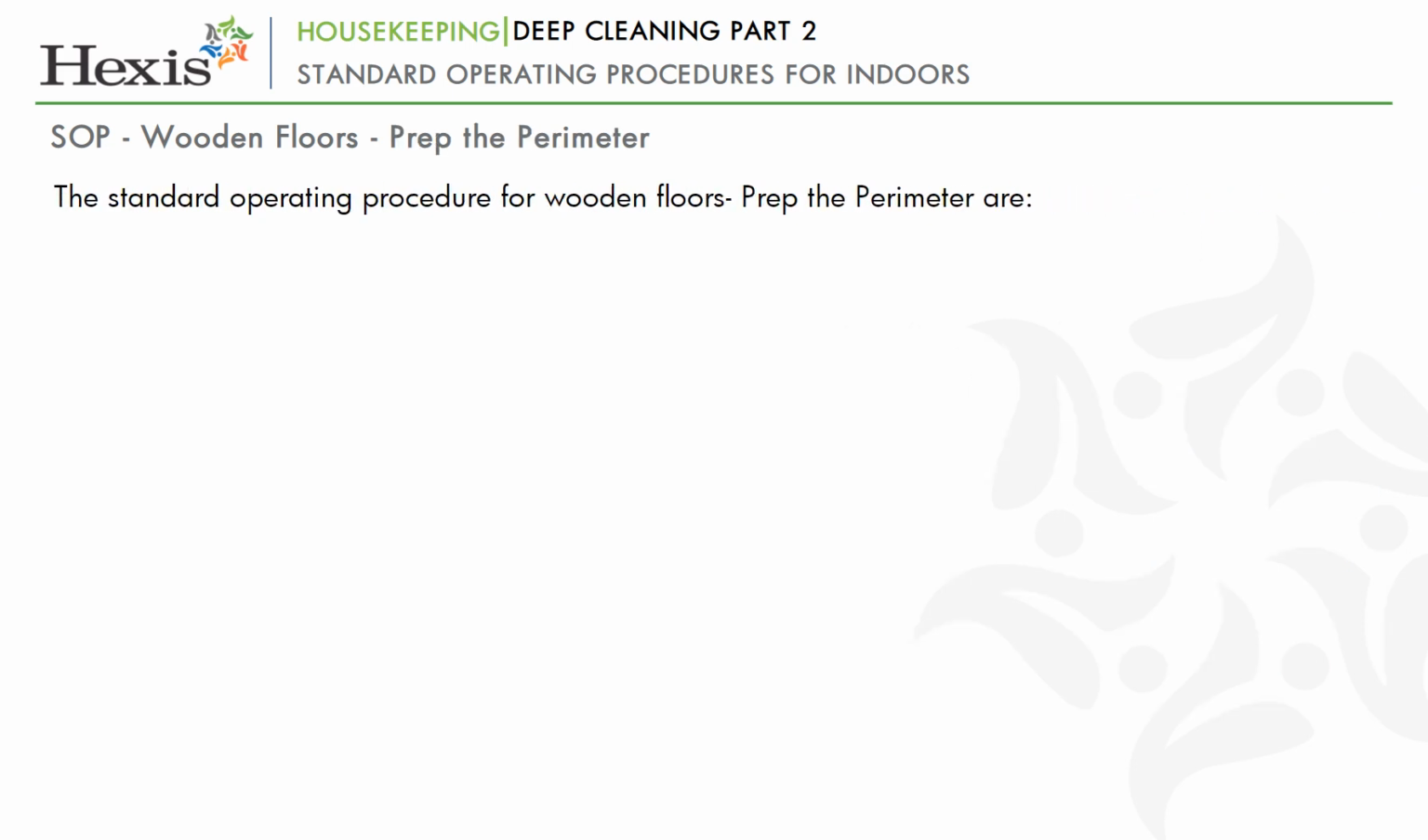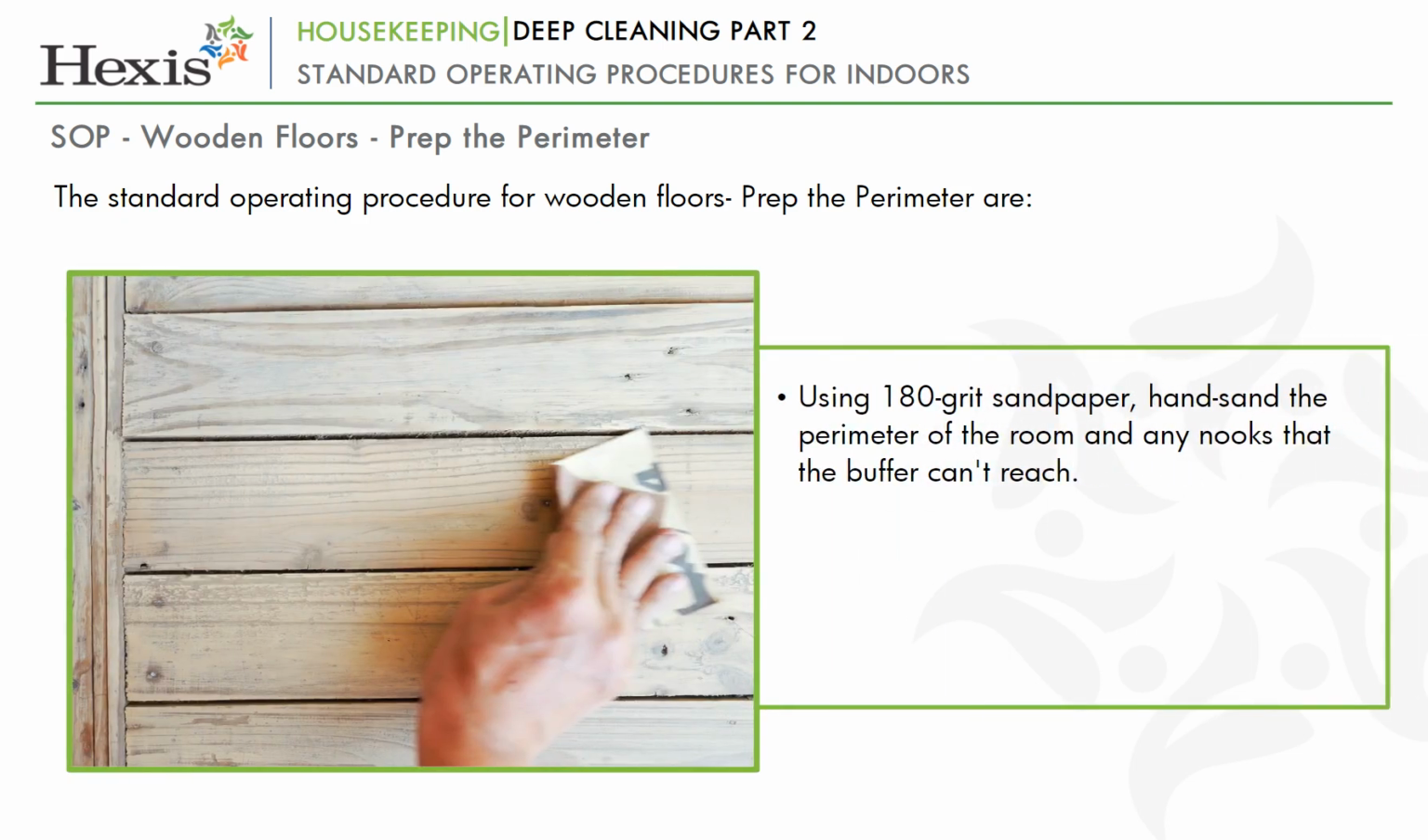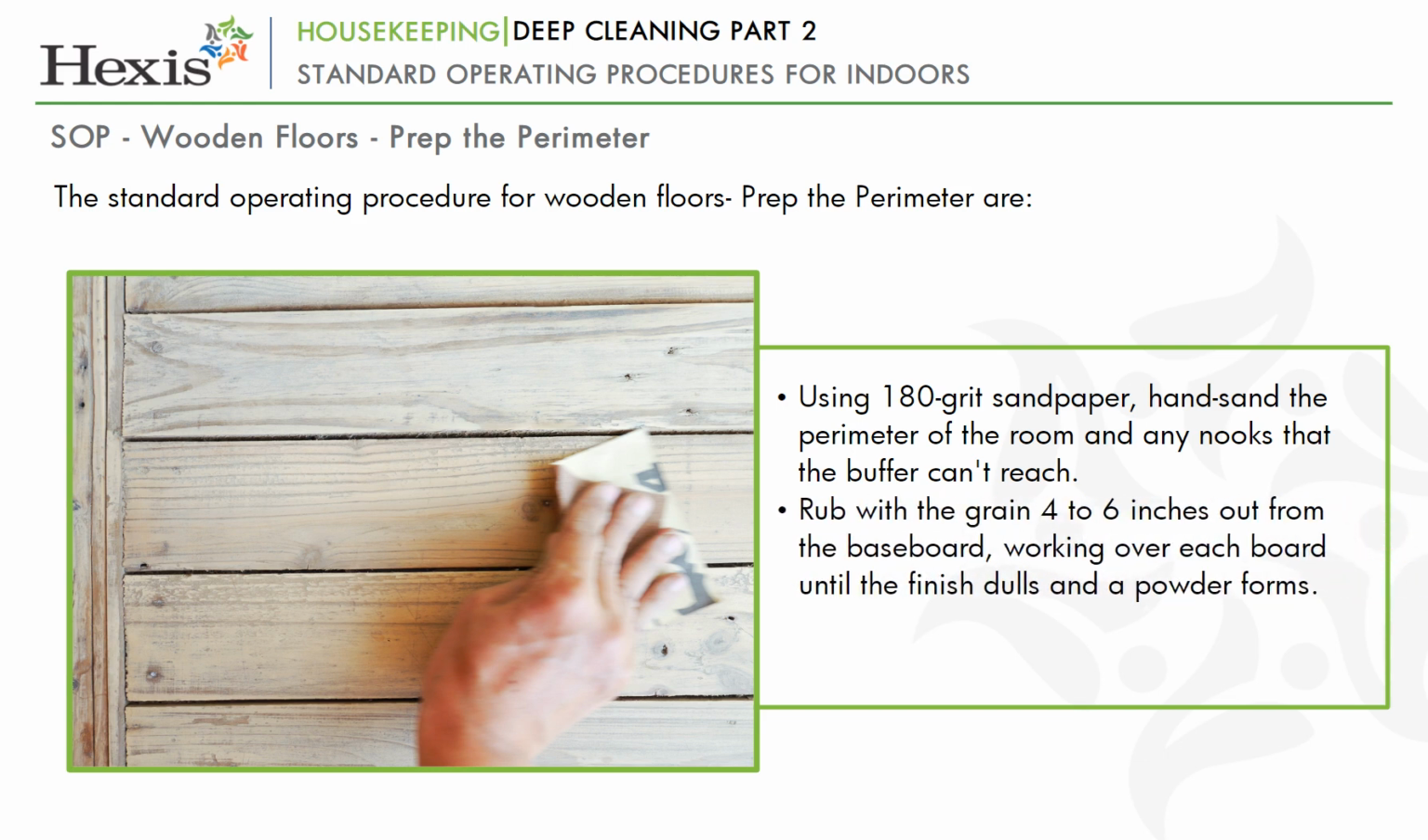The standard operating procedure for wooden floors prep the perimeter are: using 180 grit sandpaper, hand sand the perimeter of the room and any nooks that the buffer can't reach. Rub with the grain 4 to 6 inches out from the baseboard, working over each board until the finish dulls and a powder forms. Don't use a sanding block. It might miss uneven spots in the floor.